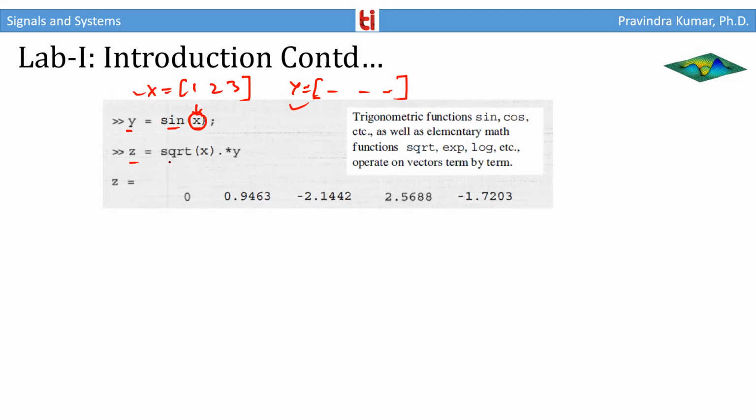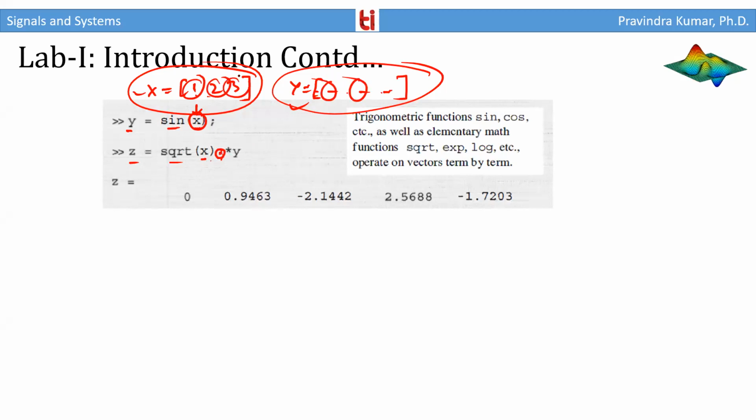So you will get a vector of vector x, and z is equal to square root x into y. So square root of this and then into y. So elements of these are correspondingly multiplied. If you don't write this dot, then a matrix error will be there because of mismatch of the dimension. So you have to put this dot to multiply the corresponding elements.